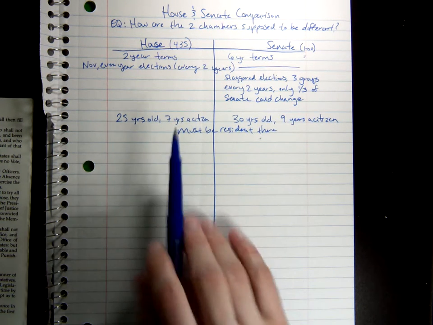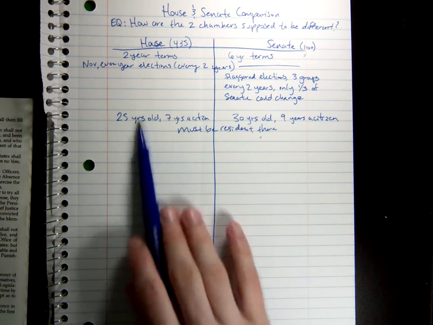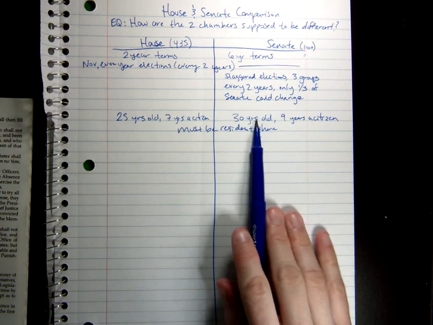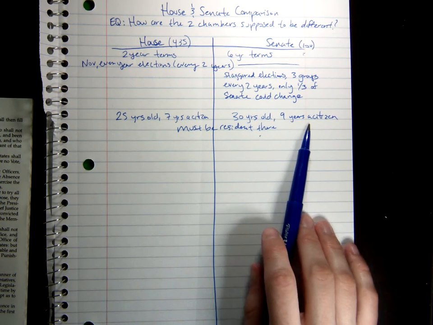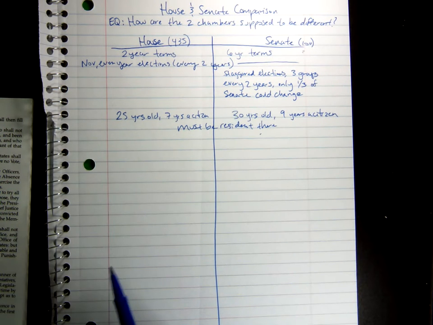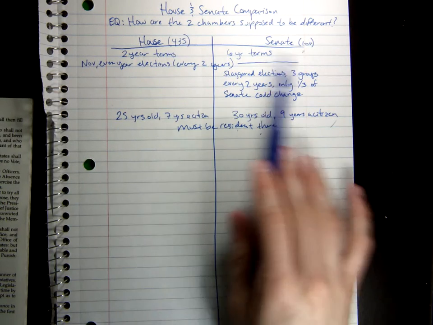So notice, again, you can be younger in the House. You could live here less time. You have to be older in the Senate with a little more experience here. So it kind of matches the above information about term length, that we want maybe this chamber to be a bit older, wiser, stable.